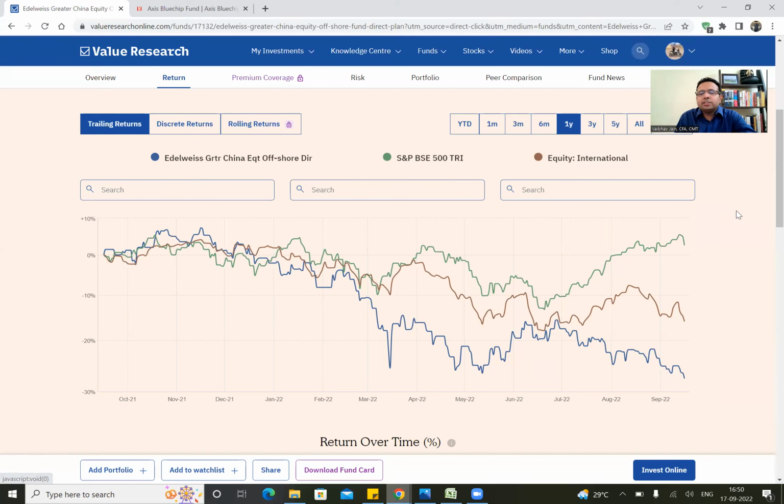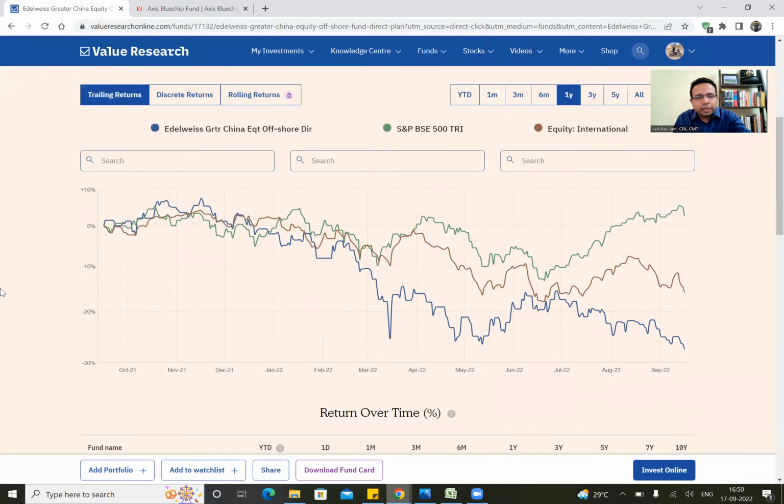And Equity International is nothing but all the funds in this kind of segment by Value Research Online. So they have just averaged it out. Let's just look at this blue and green tab. This is what you would have got if you had invested over here. So if you look at this number, it gives you minus 27.29% for Edelweiss Greater China Offshore Fund. This is CAGR because this is 1 year returns.